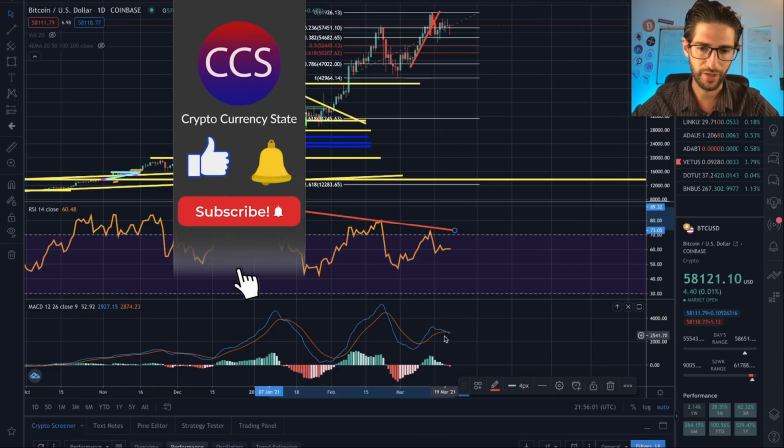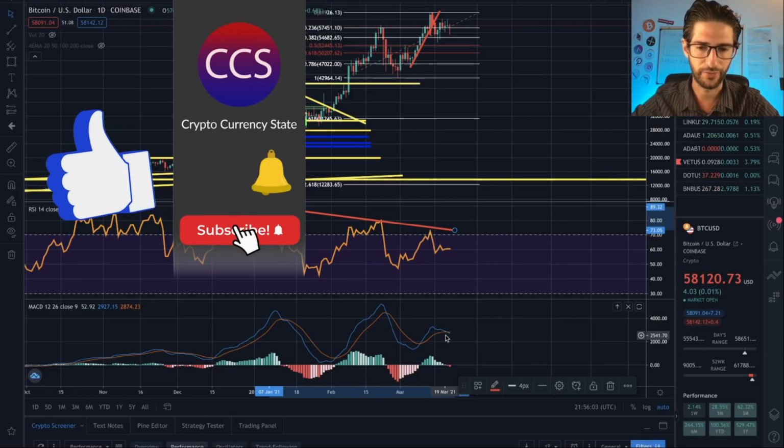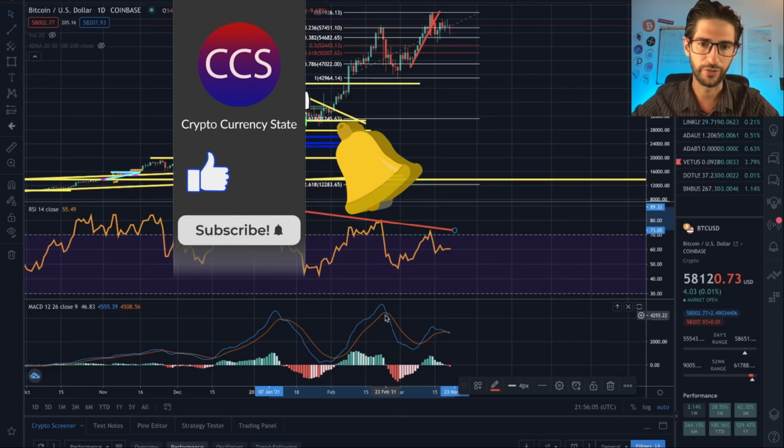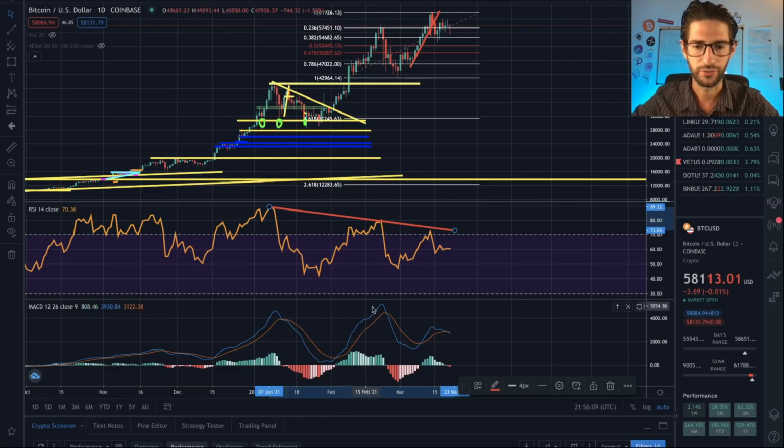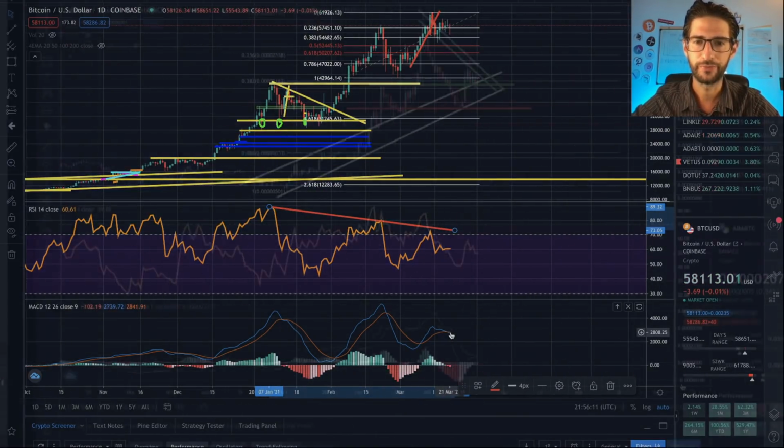But each time the MACD on the daily candles crosses, it is always bad news for Bitcoin, and we have some big or small correction. So that could be the case now.